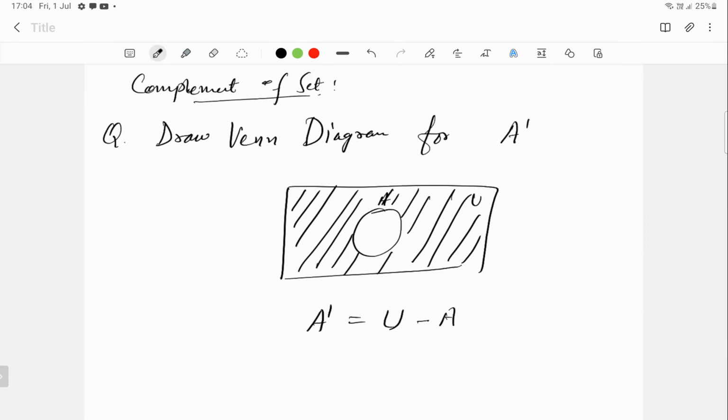Here, because U is what? This whole is U. I'll use a different color. This whole is U, right? Including A. Okay, show me. That's what I was afraid of, that you can also draw so many subsets. How does it matter? It doesn't matter. Okay, so that is the complement.